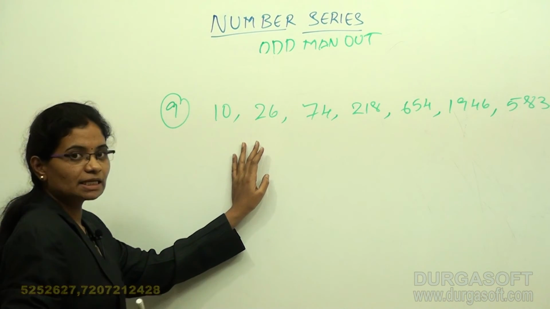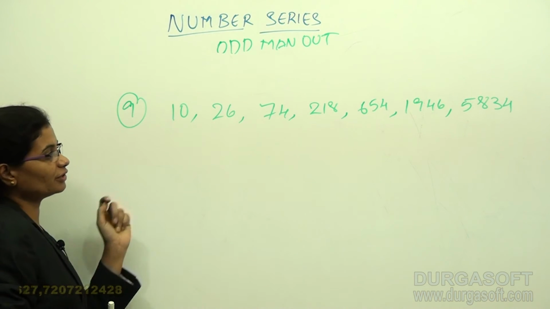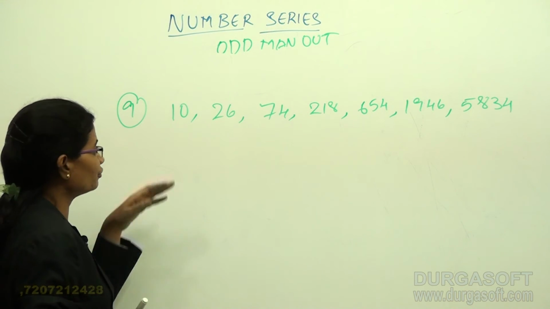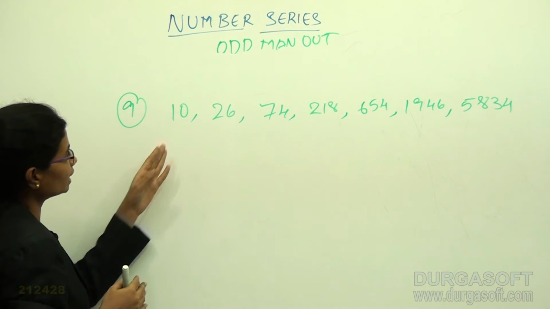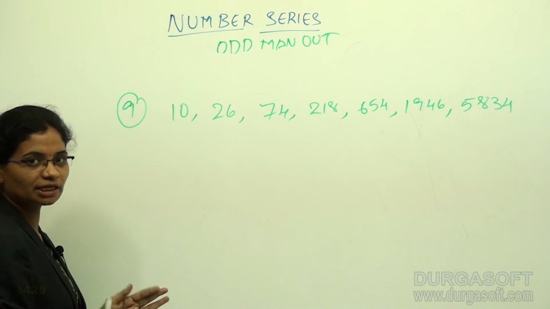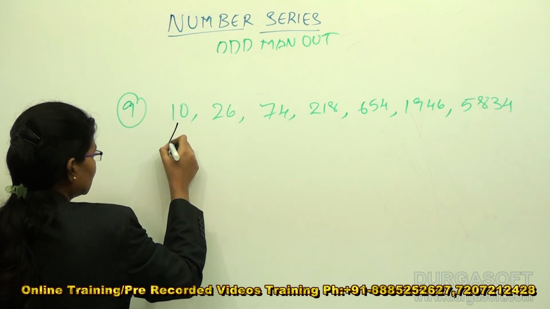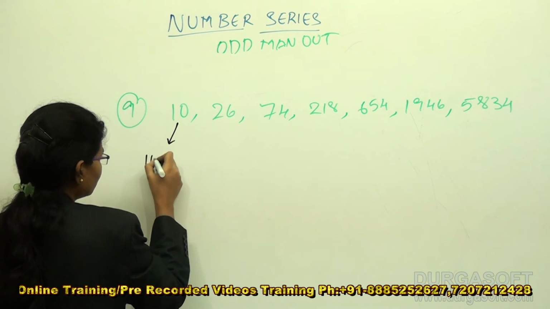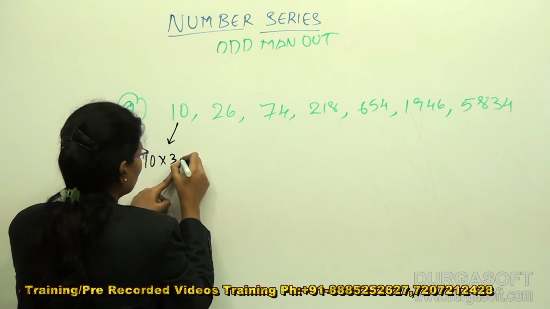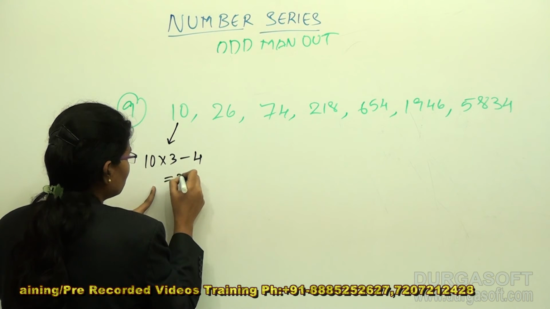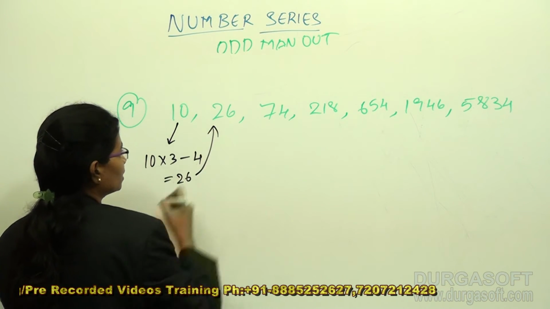So let's see the next series. If you try from that side, it will be difficult for us to find out. If you try from here, it will be easy. So if you see here, there is a difference of 14 here. Instead of that, if you think in this way, 10 into 3 is giving me 30. 30 minus 4 is giving me 26. If I try in that way, it is giving me 36.